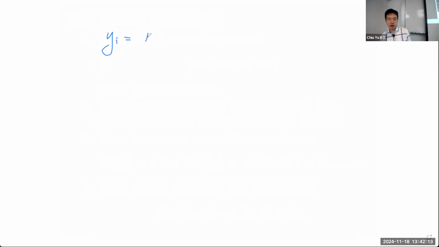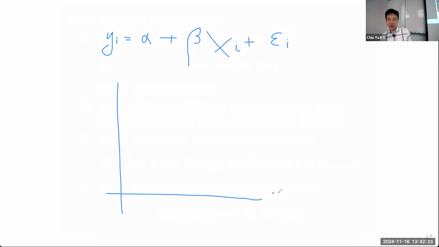Each observation you observe is generated by this process. What does that mean? I scatter plot x and y. For every x you give me, say the observation x1, suppose I don't know where x1 is, but suppose x1 is here. Okay, suppose x1 is here.